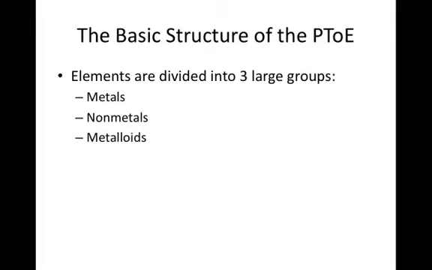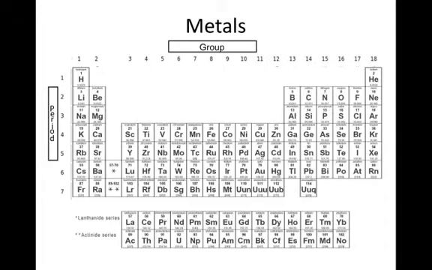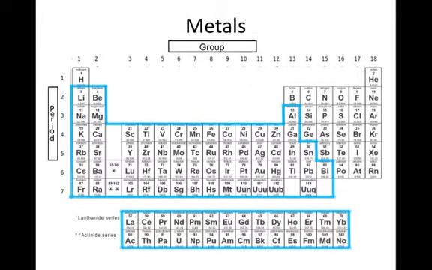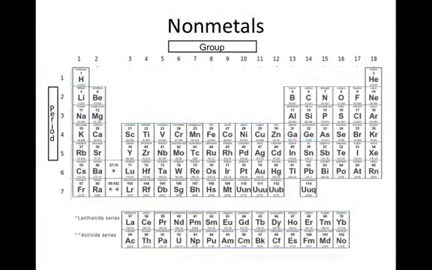There are 3 large groups that elements are divided into. Metals, nonmetals, and metalloids. Metals can be found right here. You can see everything from lithium down, and you can see all across. Everything in blue right here is a metal. Then there are nonmetals. Nonmetals are found here.